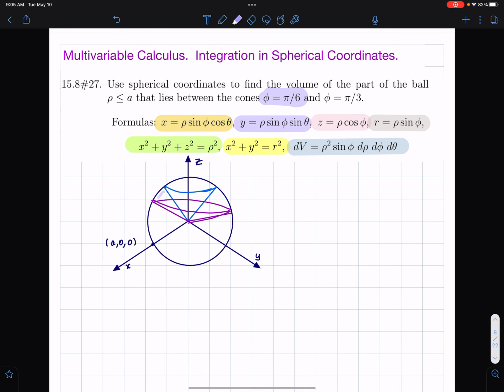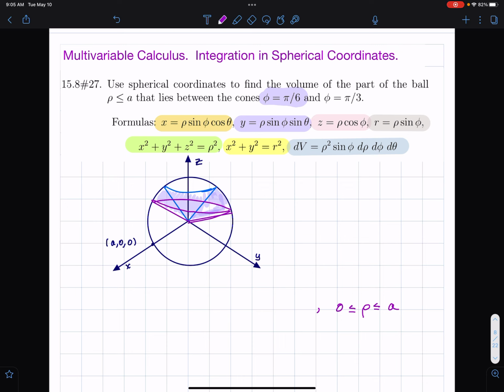And in fact, this is hollowed out on the inside. That part inside there is hollow. So it's just the part in between those. So let's write our boundaries for rho. Rho is between 0 and A. And then let's write our boundaries for theta.